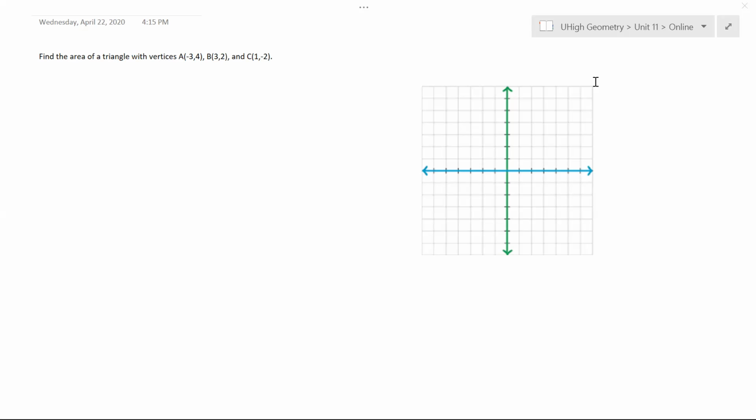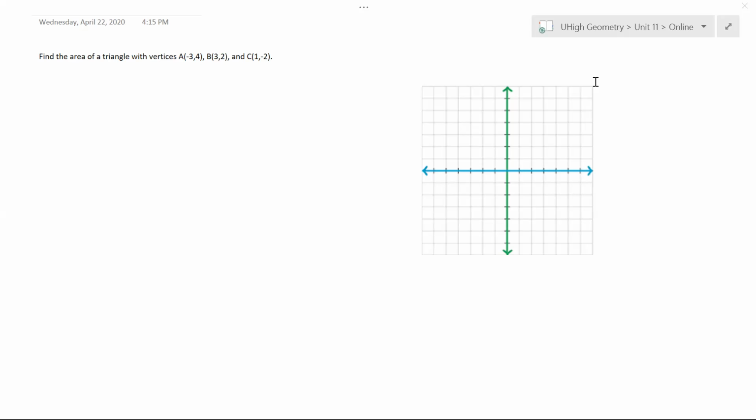to find the lengths. So what we're going to do is find the area of a triangle with vertices A, B, and C as they're listed here. You guys don't have this problem in your notes. So what I want you guys to do is just listen and follow along.